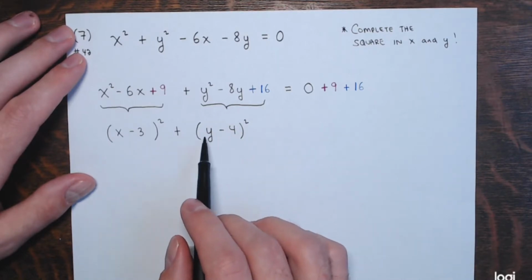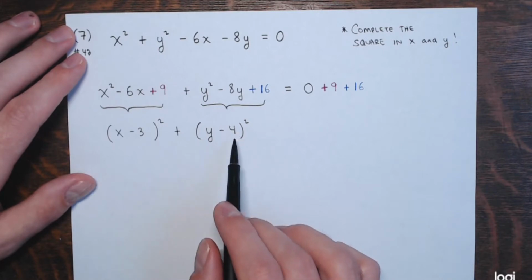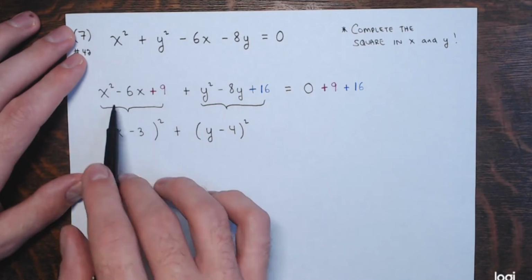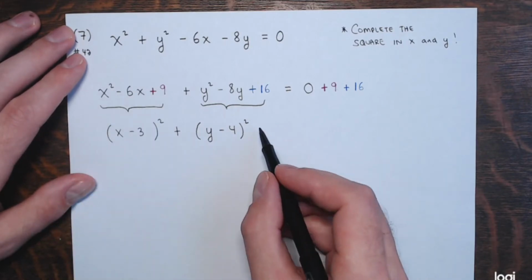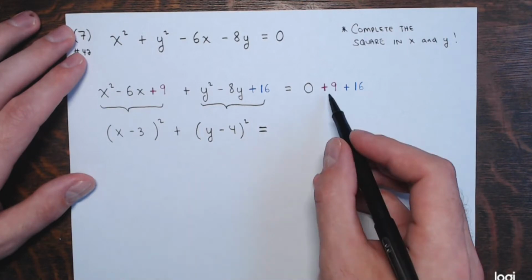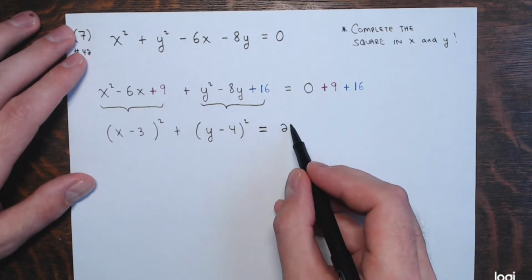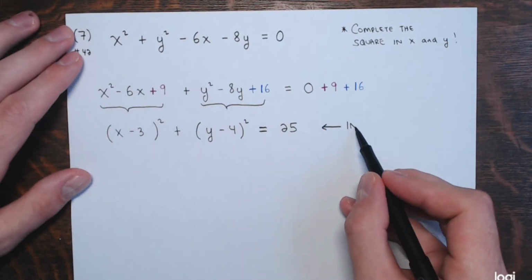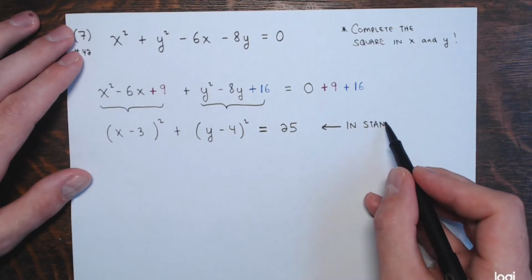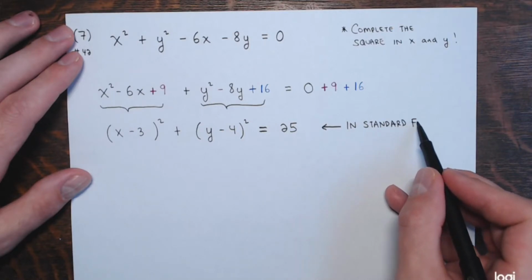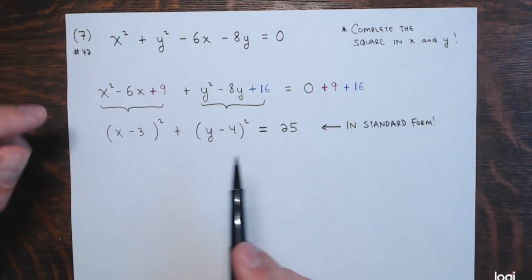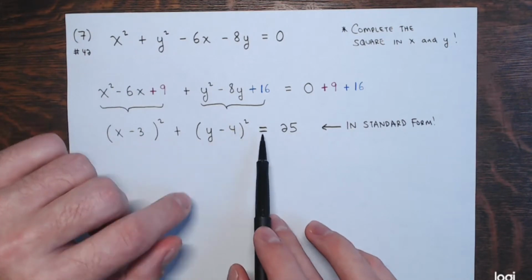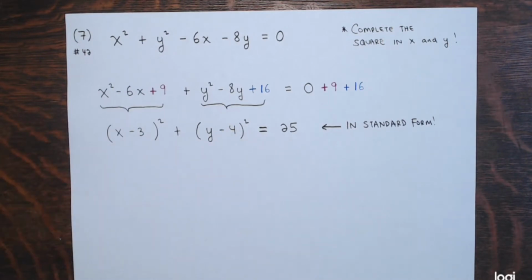I leave it to you to check that. Take y minus 4 times y minus 4, FOIL and combine like terms, and you'll get y squared minus 8y plus 16. Same thing with x minus 3 squared. You get x squared minus 6x plus 9. Equals, and then 0 plus 9 plus 16 is 25. And now the equation is in standard form. Wonderful. I've got a quantity with x squared plus a quantity with y squared equals a number. That's standard form for the equation of a circle.